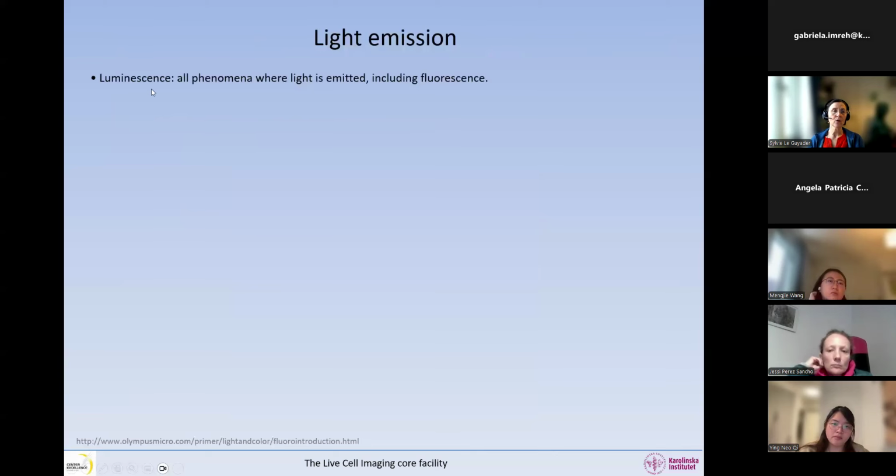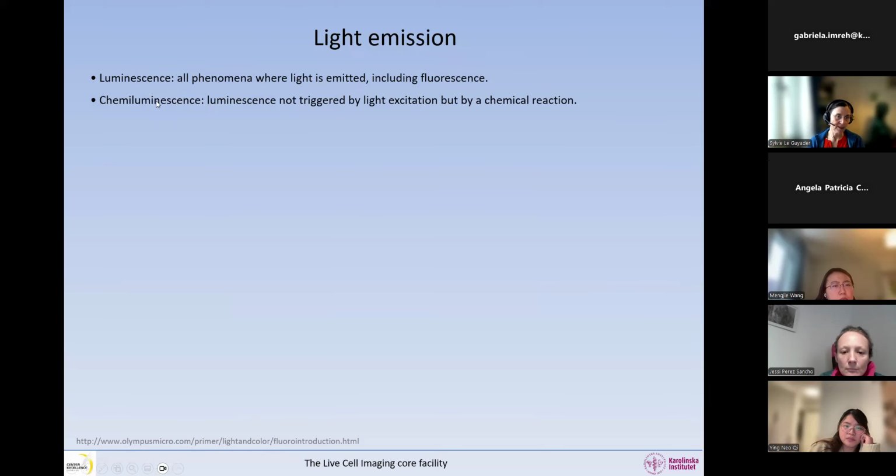So when we talk about samples emitting light, we have different words, and I thought maybe I could clarify what they are. Luminescence is all phenomena where light is emitted. Fluorescence is one type of luminescence. Luminescence means there's production of light. Chemiluminescence is luminescence that is not triggered by light excitation, but by a chemical reaction. So we have a chemical reaction and then the compound will shine light. This is chemiluminescence.